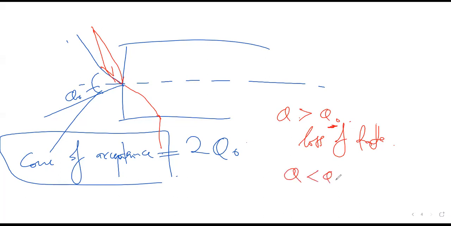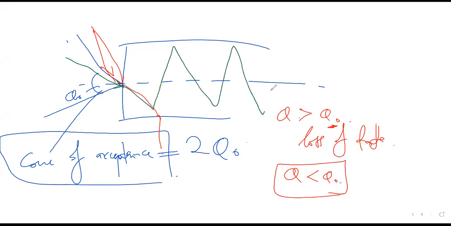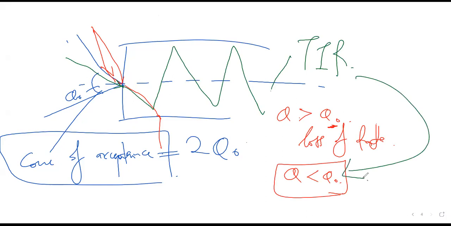If theta is less than theta 0, then we have light in here. Light is going to be totally internally reflected, otherwise it is refracted. Basics. We have TIR if theta is less than theta 0.